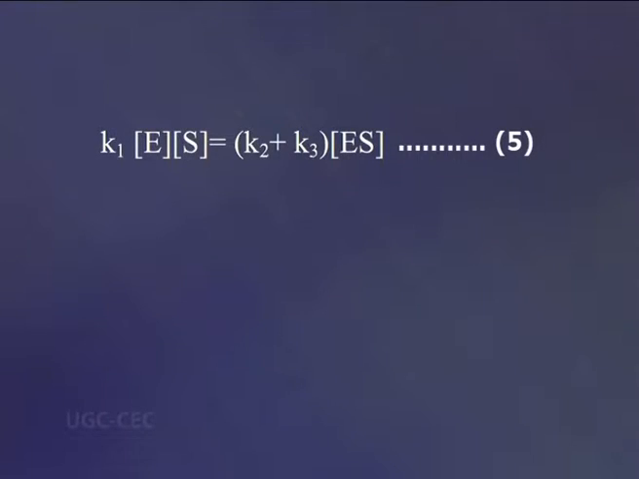In a steady state, the concentrations of the intermediates stay the same while the concentrations of starting materials and products are changing. This occurs when the rates of formation and the breakdown of the ES complex are equal. On setting the right hand sides of equations 3 and 4 equal, K1 [E][S] equals (K2 plus K3) multiplied by [ES], that is equation number 5.